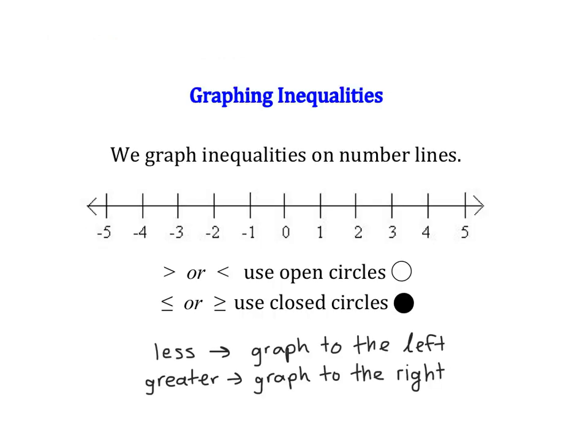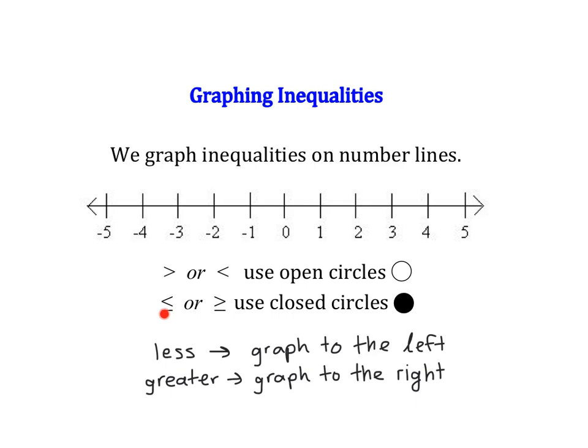All right, the last thing we're going to talk about is how to graph the answers for our inequalities. So we graph inequalities on number lines because remember, inequalities have a large solution set. There's a lot of numbers that work for the solution. So to show that, we're going to use a number line and we're going to start by placing a circle on the value. Now, if you're working with greater than or less than, we use an open circle on the number to show that it's not part of the solution.